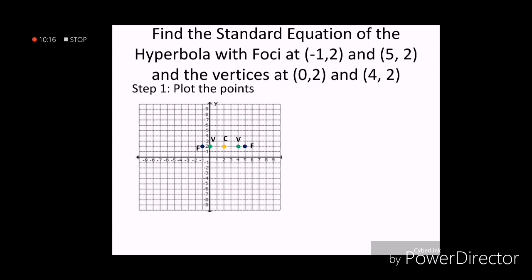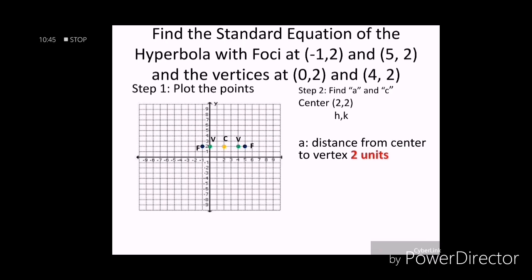Step 2 is to find our a and c. Since nahanap na natin yung center at h and k, which is at 2, 2, sa gitna ng mga vertices ng ating mga foci, hanapin naman natin ang value ng a at value ng c in order for us to be able to complete the standard equation of our hyperbola. So you have the center at 2, 2 or our h and k. To find a is simply the distance from the center to vertex. So we have 2 units na distance from the center to the vertex. So the value of our a will be 2 units.